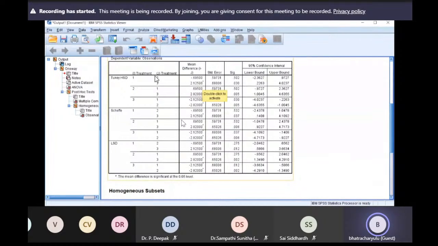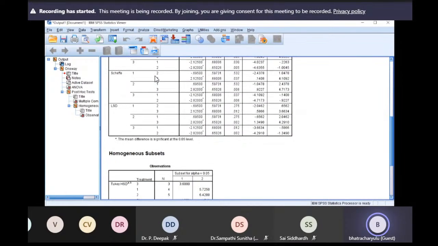And even if you are using the two cases, you can check it: for 1 and 3, the value is 2.1, which is a significant value. In LSD also, the same value is showing nearly, which is a significant value. And also check once in the DMR, Duncan's.